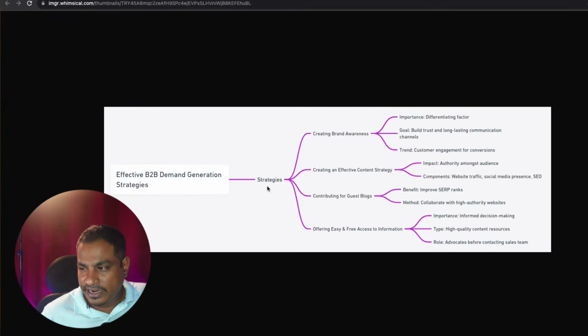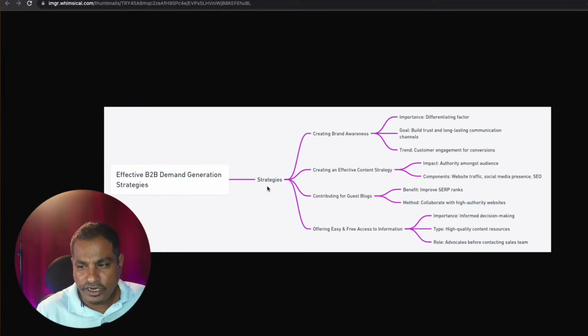If you're talking about creating brand awareness, you need to have some sort of differentiating factor. There are 10 other brands like you, all doing similar stuff. So how are you going to differentiate that, right? Now, there is no point if people are unaware of an astounding service that you may have to offer. What is the point?